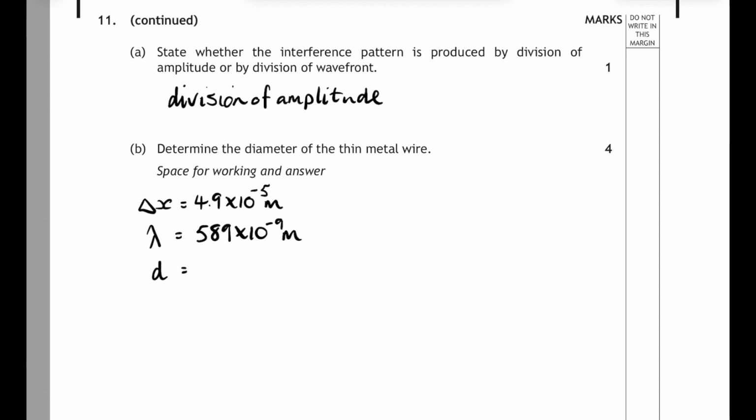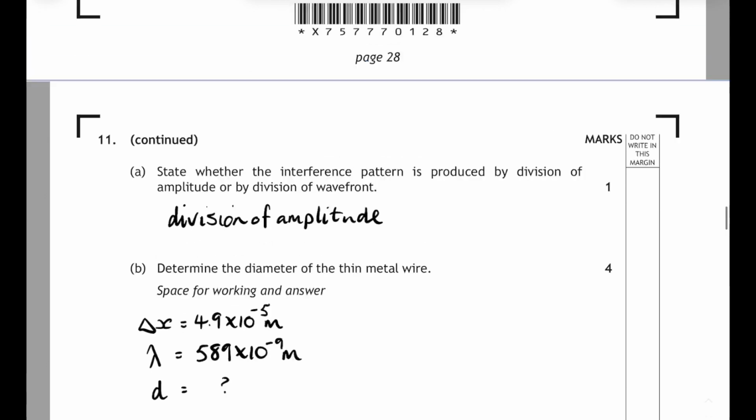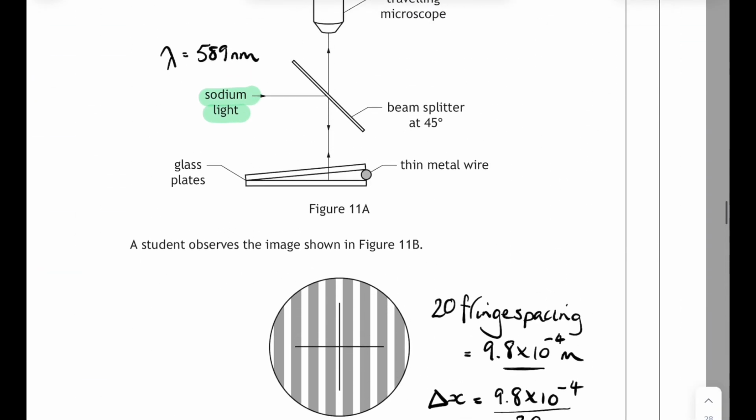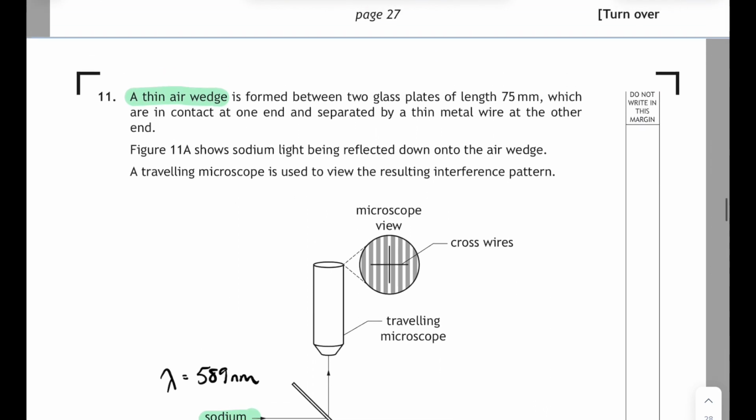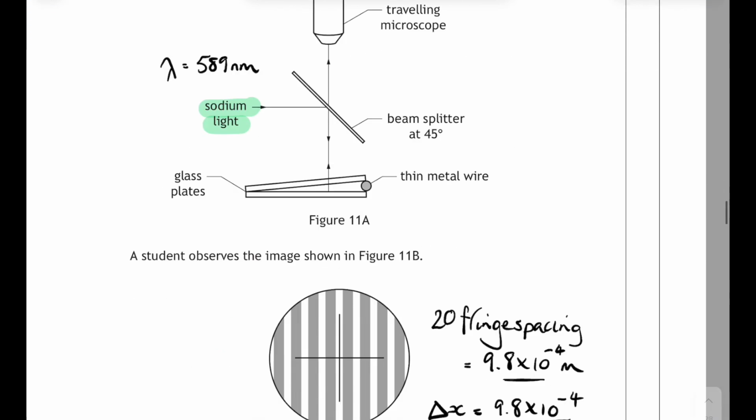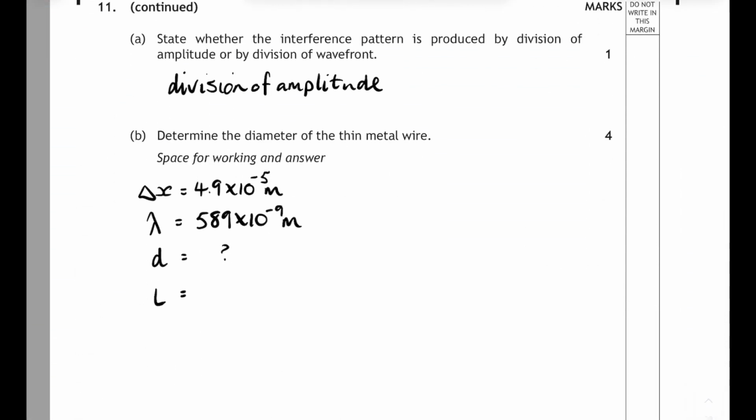We want to calculate d, the diameter of the thin metal wire, and the only other thing we need is the length of the glass slides. And that is given to us right at the very start of the question. Sometimes you've got to scroll all the way back to the stem of the question, and there it's there in the first line. There's two glass plates of length 75mm. So let's put in L is 75 times 10 to the minus 3 metres.